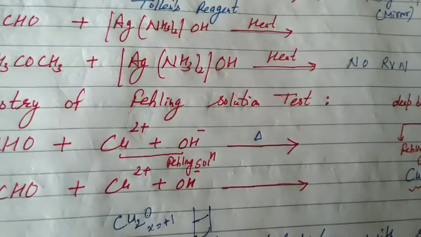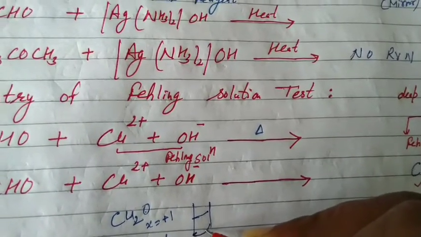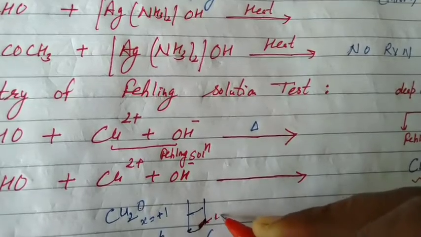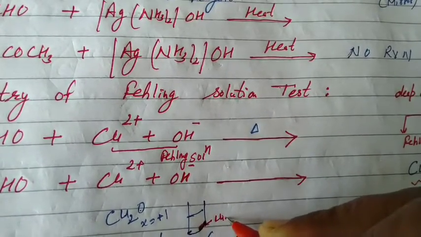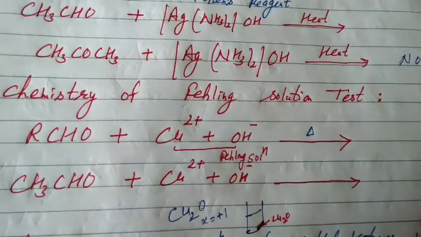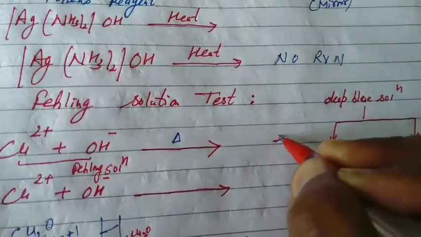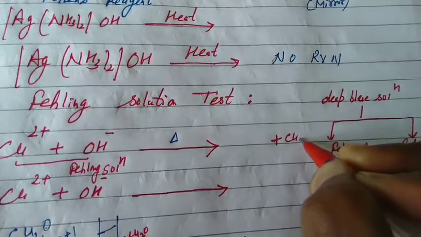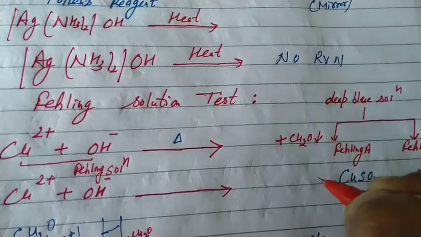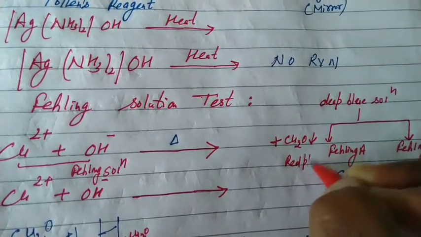If we add Fehling solution to ketone, no action. If we add Fehling solution to aldehyde, an orange red precipitate is obtained. The orange red precipitate is of cuprous oxide, Cu2O. That's the chemistry, in ionic form. What will happen when we treat aldehyde with Fehling solution? An orange red precipitate of cuprous oxide is formed, Cu2O, cuprous oxide, orange red precipitate.